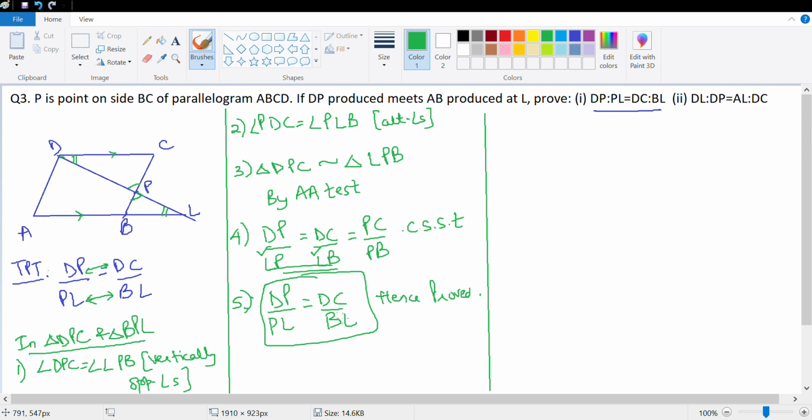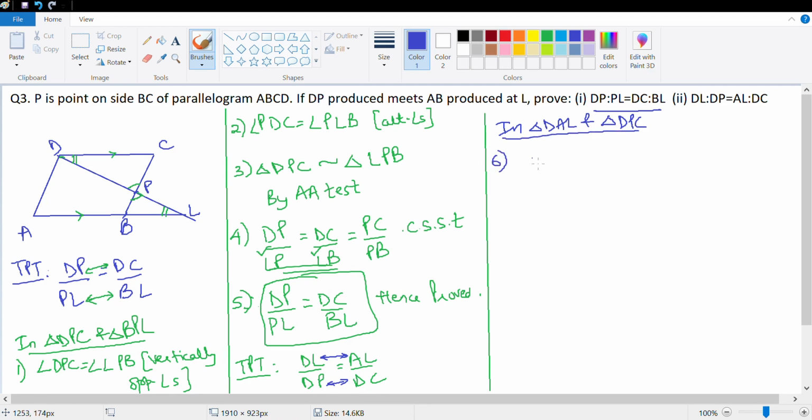Next, let's look at the second part that they want us to prove. So let's again write it in fraction form. It'll help us identify which two triangles to look at. So they want DL upon DP is equal to AL upon DC. Looking at numerator and numerator, DL and AL form the triangle DAL. In terms of denominator, DP and DC form triangle DPC. Let's see what we get.